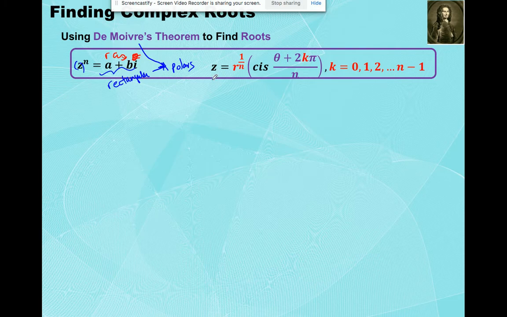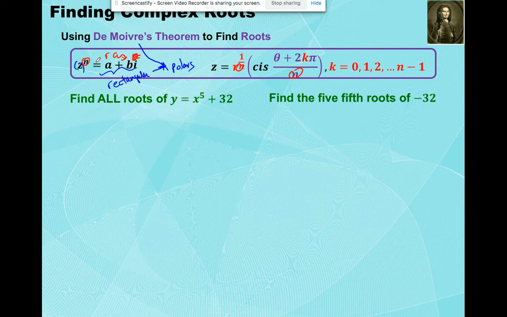And to get z by itself, in other words, to undo the power, z to the 1 over n becomes r to the 1 over n, cis, whatever your original angle was, plus 2k pi over n, where your n is that. So let's try.